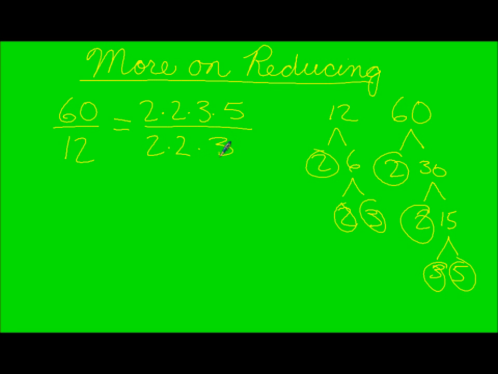Now we can cancel out whatever numbers show up in the numerator with the same number that shows up in the denominator. So for example, we see a 2 here and a 2 here, so we can cross them out. We see a 2 here, 2 here, cross them out. We see a 3 here and a 3 here, cross them out, and we end up with 5. The answer is 5. Let's take a look at another example.